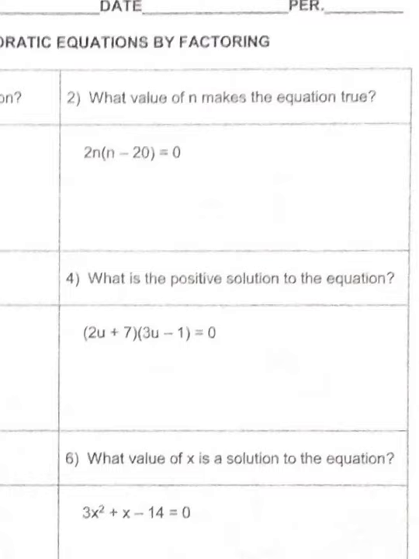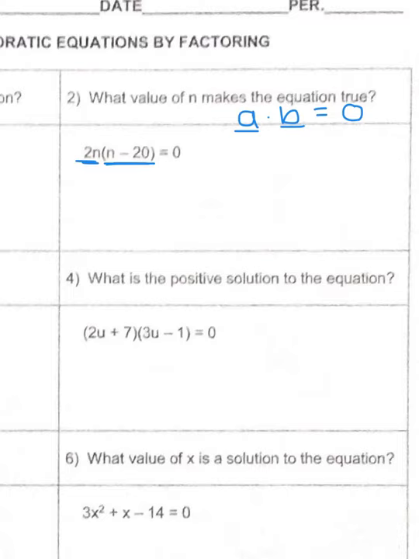And it's easy to see that we have 2 different factors here. We talked about last week, if we have 2 different numbers, let's say a times b, and they multiply to equal 0, that means one of our 2 values has to be 0, right? Because anything times 0 equals 0. So essentially either 2n or n minus 20 is equal to 0.